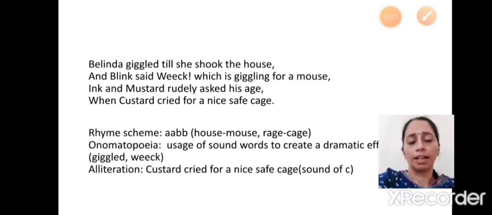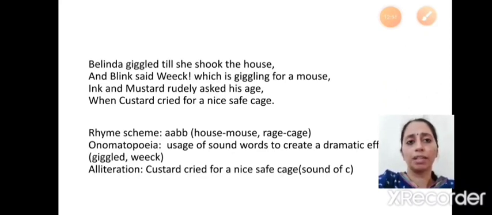Next. Again the figure of speech. The rhyme scheme is A, B. House and mouse, A, age and cages, B. Then we have onomatopoeia. Okay. What is onomatopoeia? When a word indicates sound. Usage of sound words to create a dramatic effect. So which are the sound words over here? We have giggled and wee. They indicate sound. So that's onomatopoeia.